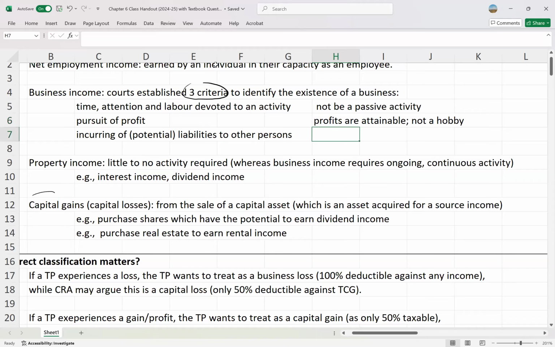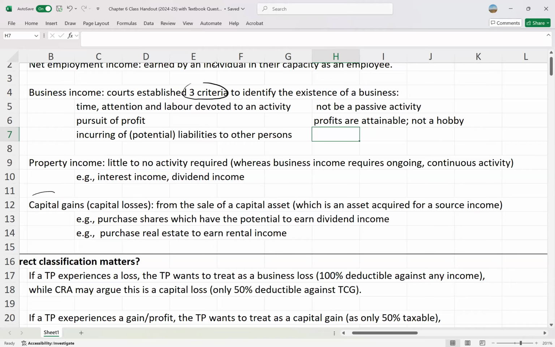A hobby would be a situation where you're doing some sort of activity. You may be dedicating quite a bit of time, attention, and labor, but you're not in pursuit of a profit. You're doing it for the enjoyment of the activity. With business income, there has to be that pursuit of profit. Profits are attainable. You may not have profits every year, but based on what you're doing, profits are attainable based on the activity that you are doing.